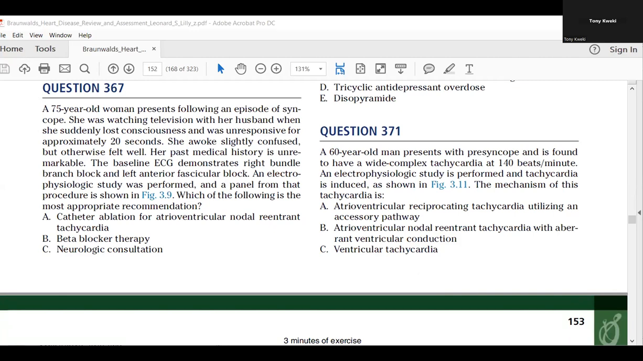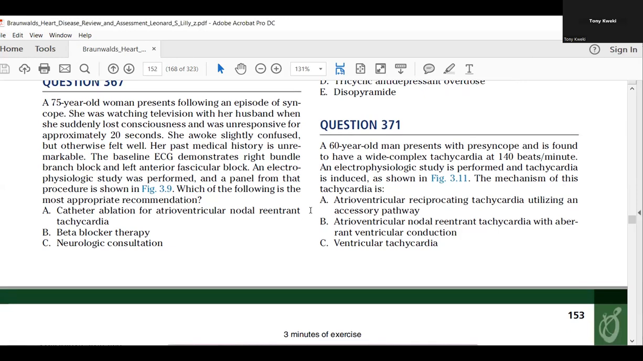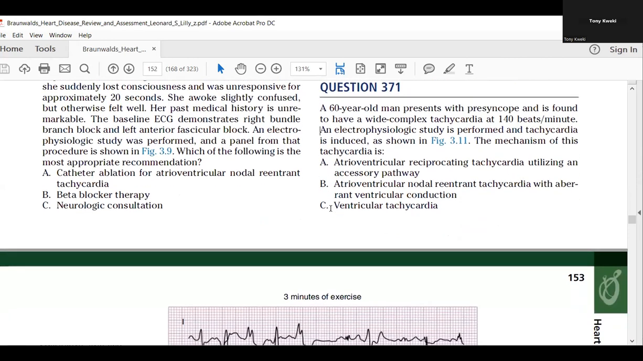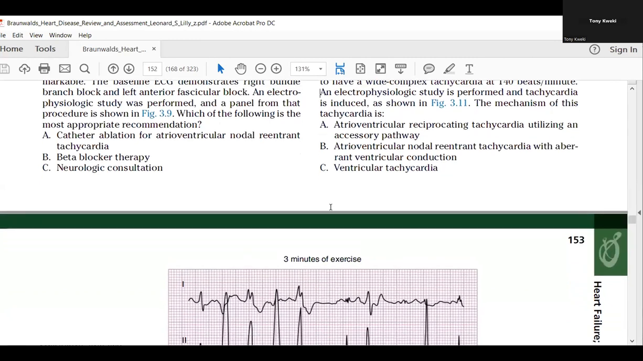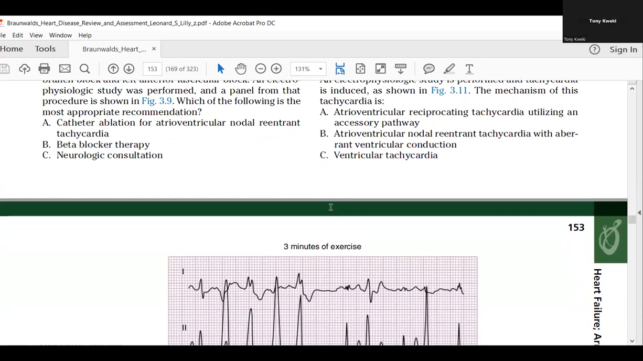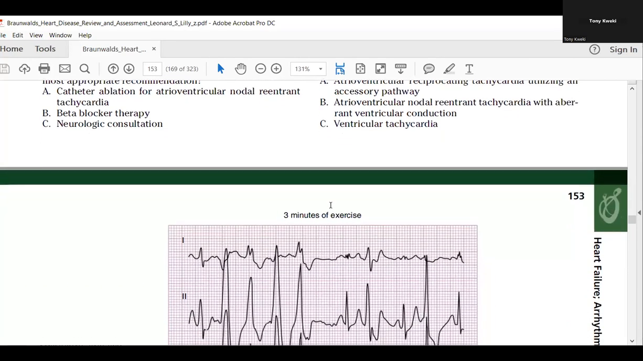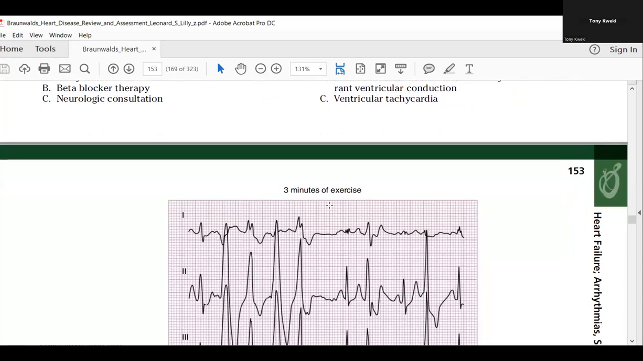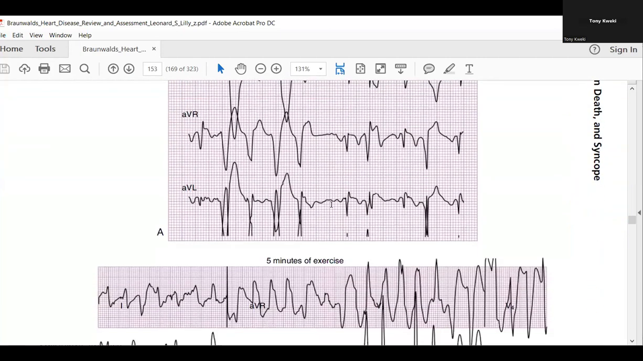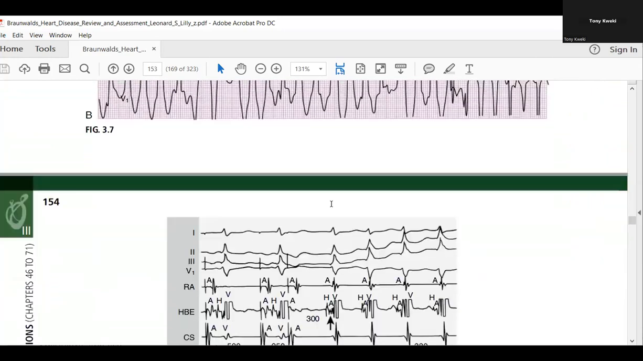A 60-year-old man presents with presyncope and is found to have a wide complex tachycardia at 140 beats per minute. An EP study is performed and tachycardia is induced, as shown in Fig. 311. The mechanism of tachycardia is: A, atrioventricular reciprocating tachycardia utilizing an accessory pathway; B, AV nodal reentry tachycardia with aberrant ventricular conduction; C, ventricular tachycardia; D, atrial flutter with aberrant ventricular conduction; and E, sinus tachycardia.